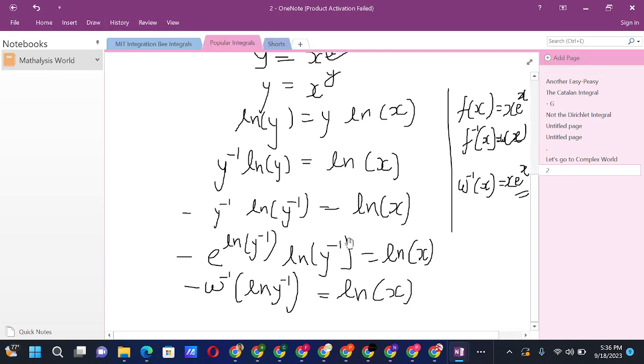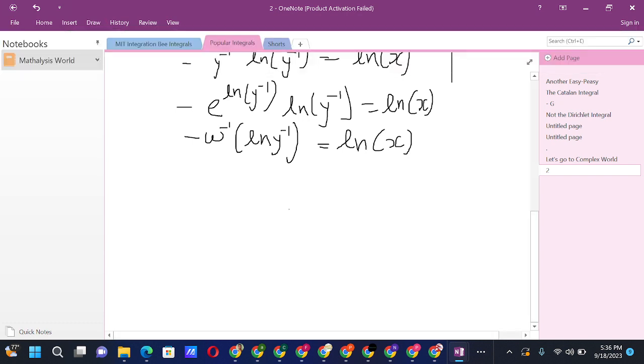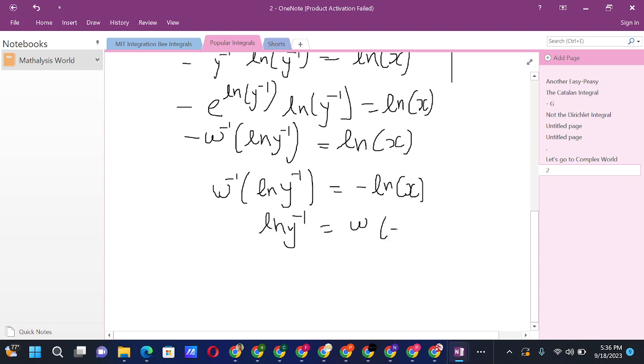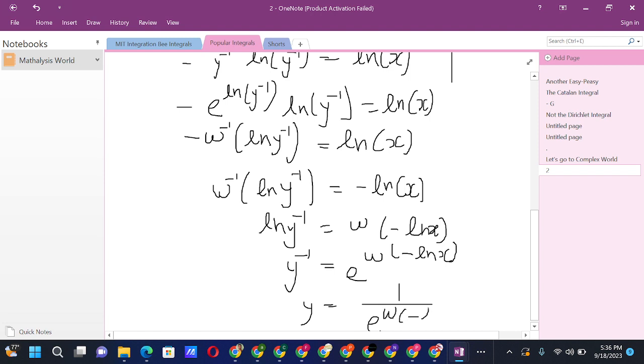Now we take the negative sign to the other side. Lambert inverse of ln of y inverse is negative ln x, and then ln of y inverse is Lambert W of negative ln x. Then y inverse equals e to the power Lambert W of negative ln x, and then y equals 1 over e to the power Lambert W function of negative ln x.